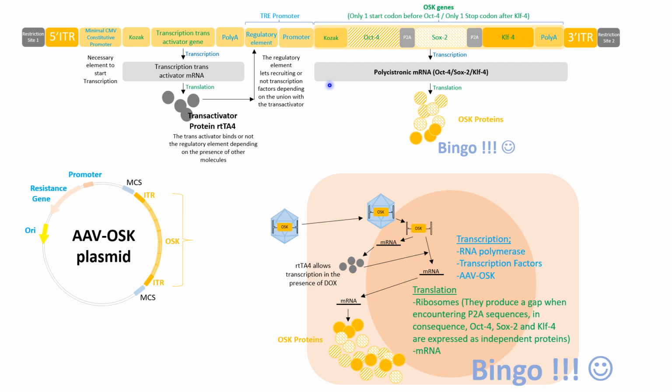This cassette of genes will produce a polycistronic mRNA. That is to say, it will carry information necessary for three genes. On this occasion, we are studying the reversion of DNA age. So in order to do that, we need to deliver three proteins to the cell that are altogether called OSK, and it stands for OCT4, SOX2, and KLF4. Let's see how it works.